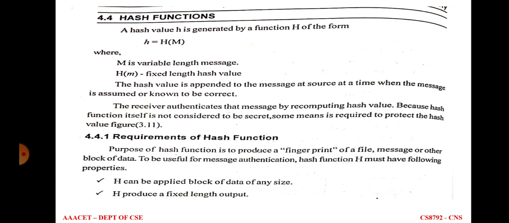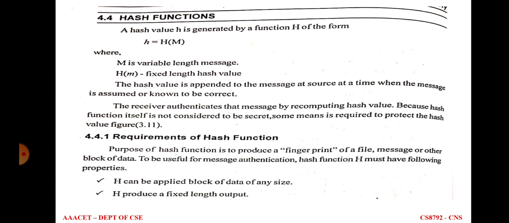This hash value is appended to the original message at the source when the message is assumed or known to be correct. The receiver authenticates the message by recomputing the hash value, because the hash function is not considered to be secret; it is known to everyone. So the hash function can be performed by any third party to retrieve the hash value.